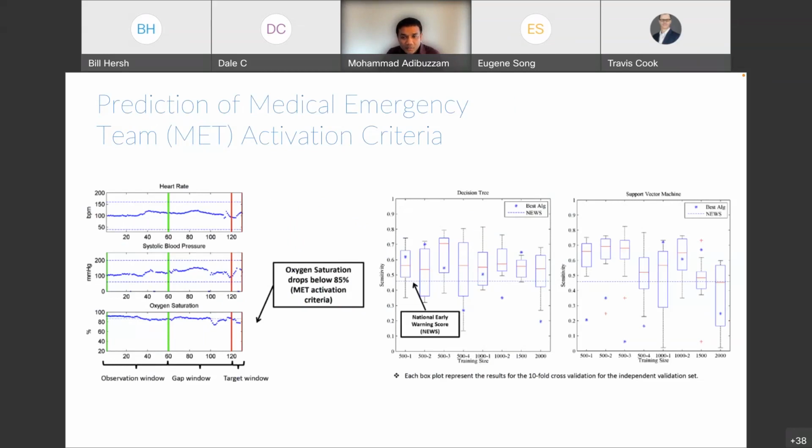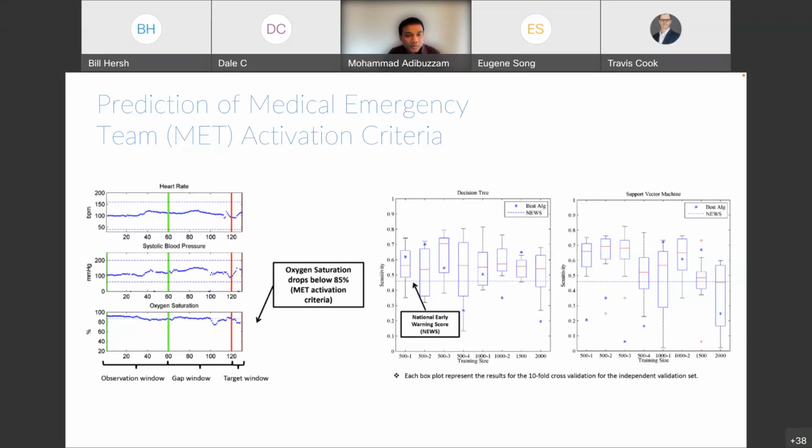So this particular study focused on one specific algorithm development for prediction using different algorithms like decision tree, support vector machine, neural network, and many more. So we looked into one research question, which is, how do we predict medical emergency team activation criteria, which is a criteria of 3 vital signs falling into different categories that would indicate a rapid decline in health status.